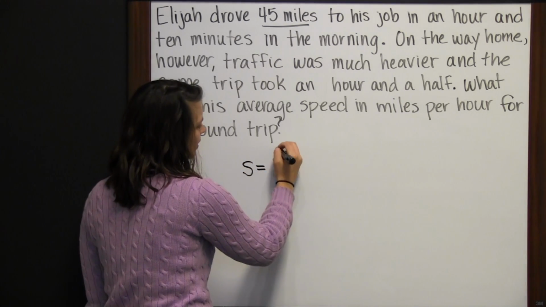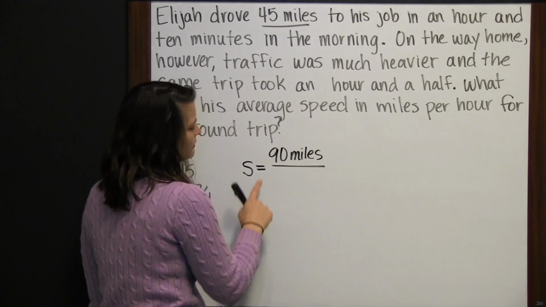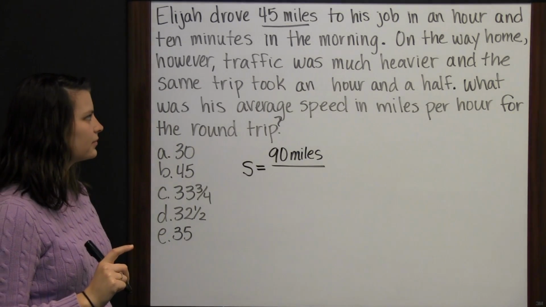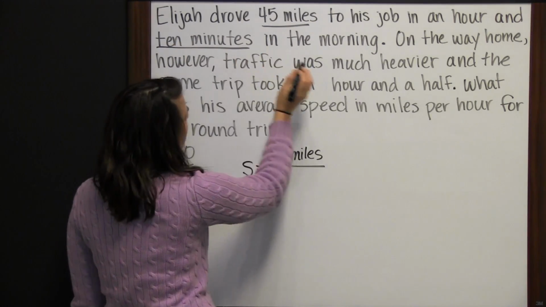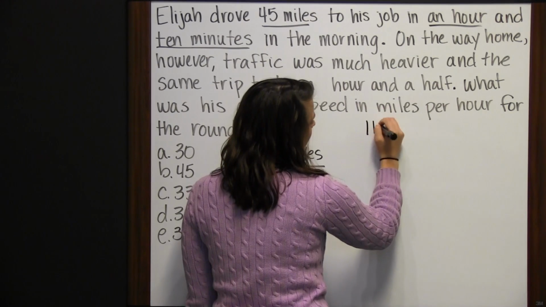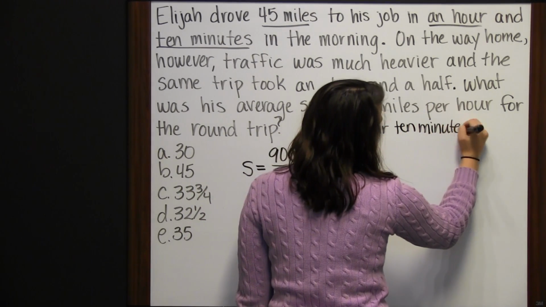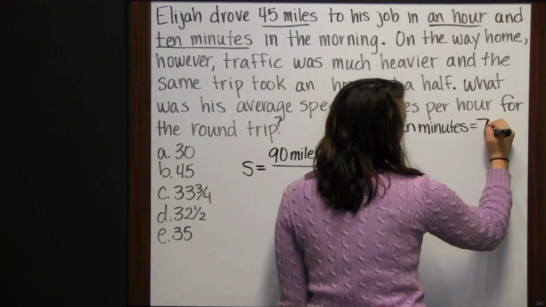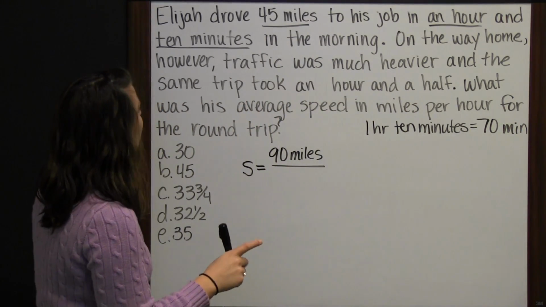Speed is calculated by dividing your distance by your time. So we've got his total distance. Now we need to find his total time. It says it took him an hour and 10 minutes to get to his job. So 1 hour and 10 minutes is a total of 60 minutes plus 10 minutes, 70 minutes.